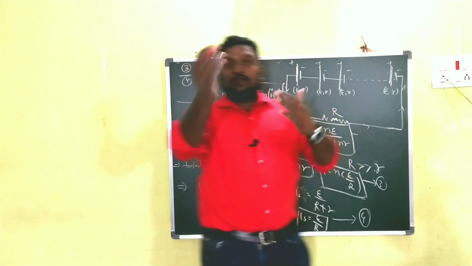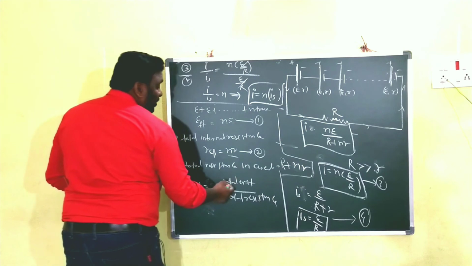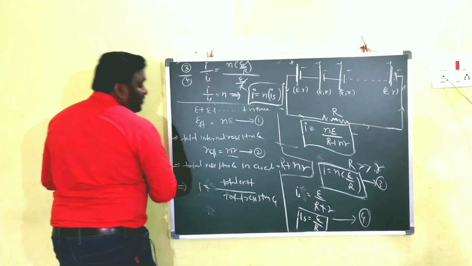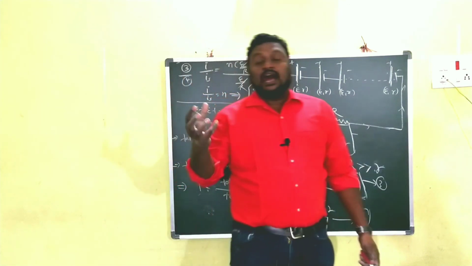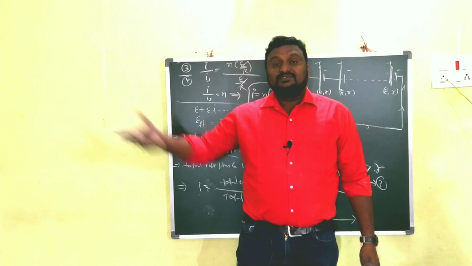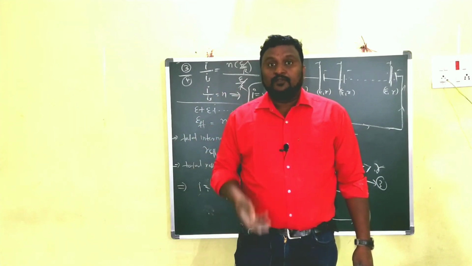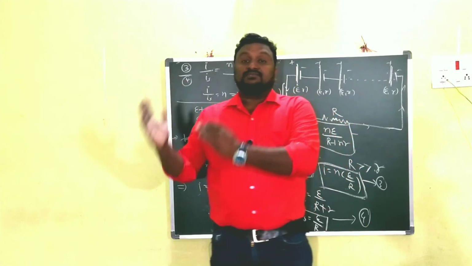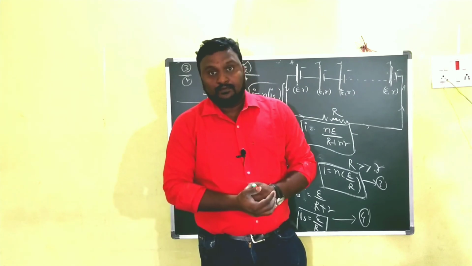For that, we have one formula. What's that? The current I is equal to total EMF by total resistance. Clear, children? When there are n number of cells, first we have to find the total EMF. Total EMF is nothing but epsilon equals epsilon 1 plus epsilon 2 plus and so on up to epsilon n.